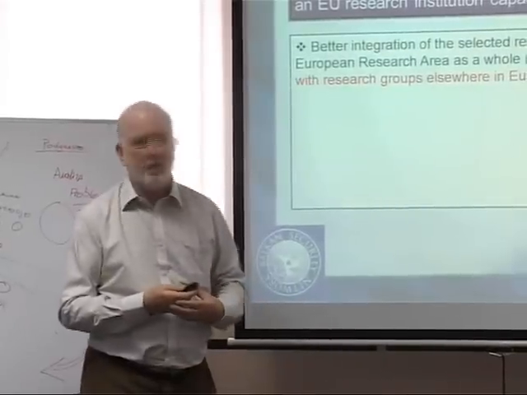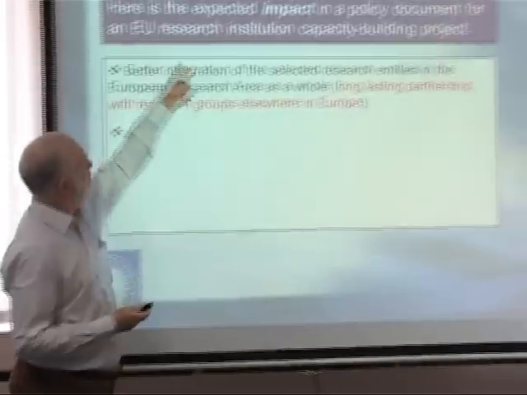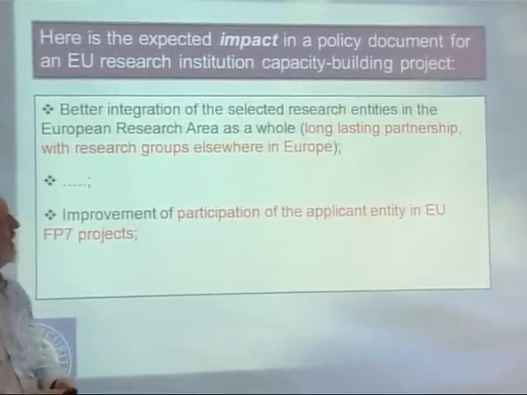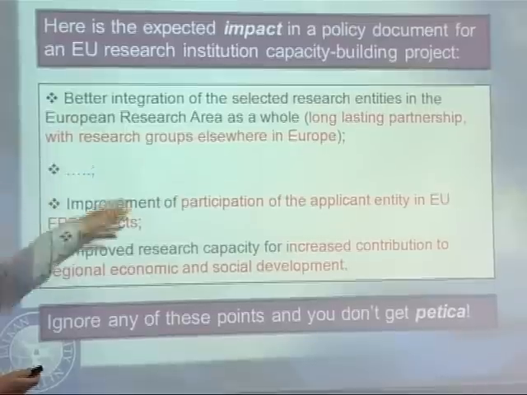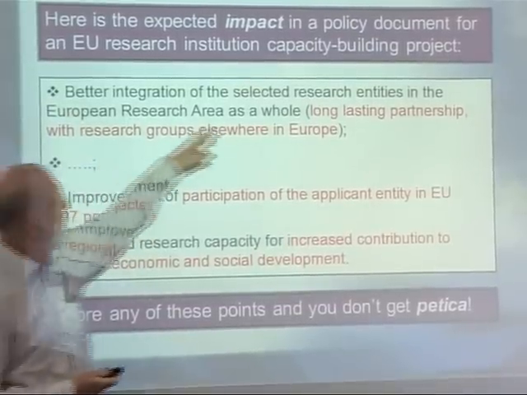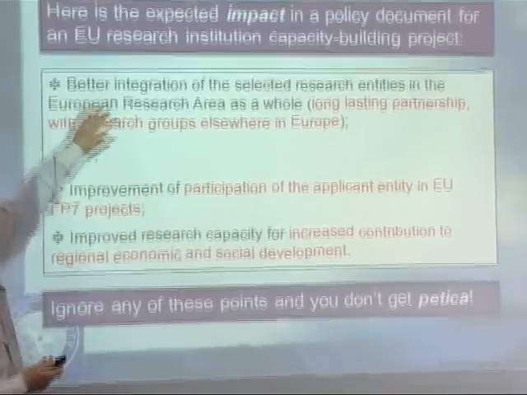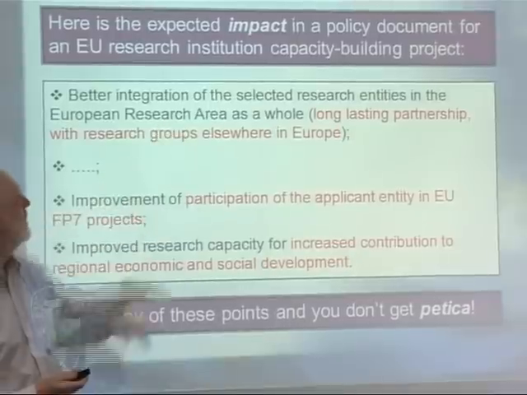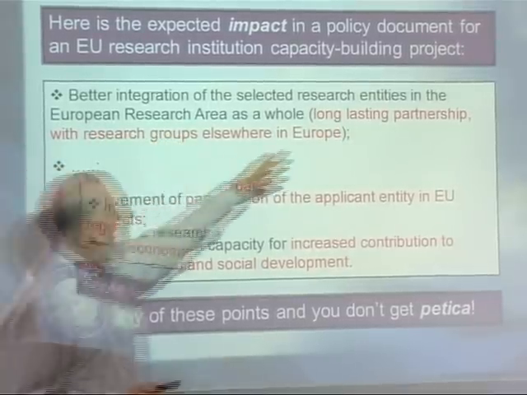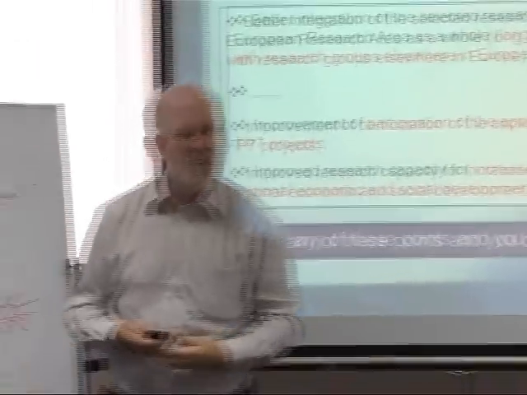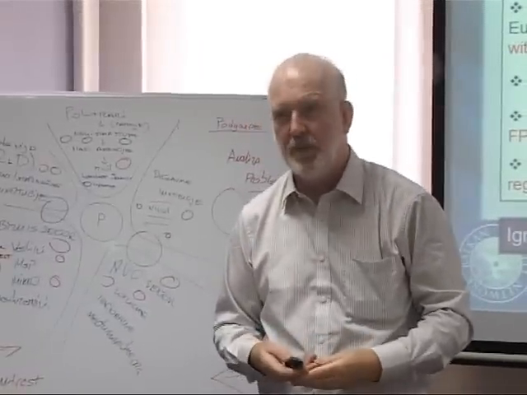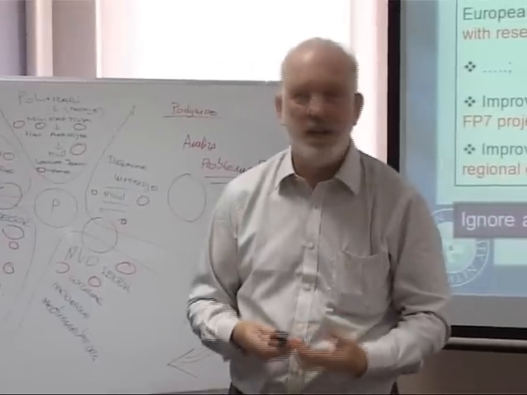Here is the expected impact for one of their policy documents for an EU research institution capacity building project. So there's a whole series of impacts that they expect from your project, and I've just put down three of them here. So focus on the text in red. For the first impact, it's integration in the rest of the European research area, long-lasting partnership with research groups elsewhere in Europe. Now, that's not going to be too difficult for you to describe. You can set up some sort of networking, collaborative research, exchanging staff personnel, training visits and that sort of thing. So that shouldn't be a challenge.